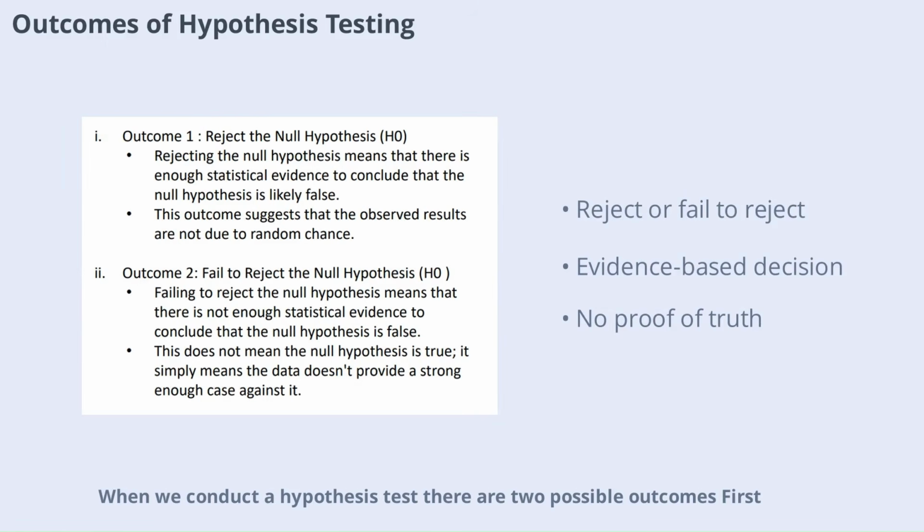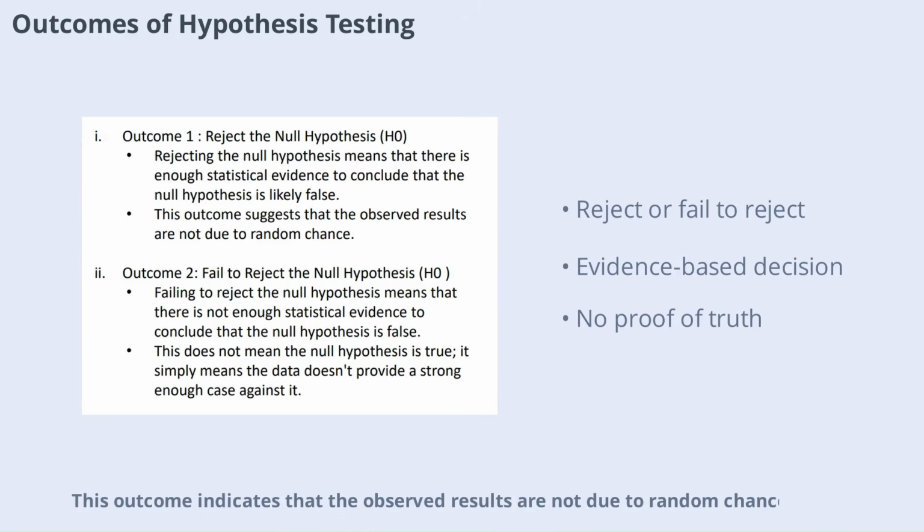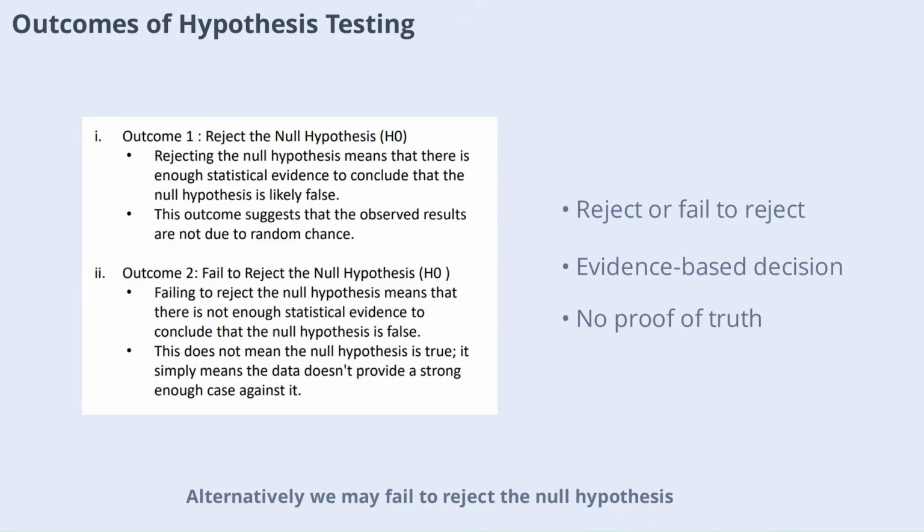These 2 statements are always in direct opposition, and our analysis aims to determine which is more likely given the data. When we conduct a hypothesis test, there are 2 possible outcomes. First, we might reject the null hypothesis, which means there's enough statistical evidence to suggest the null is likely false. This outcome indicates that the observed results are not due to random chance.